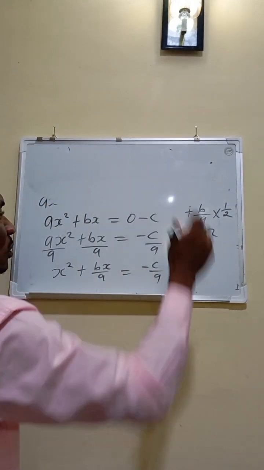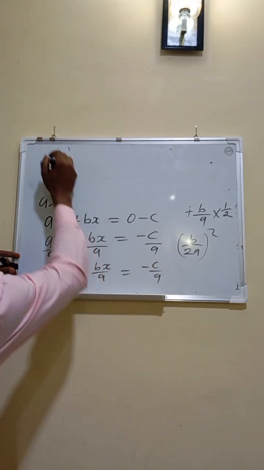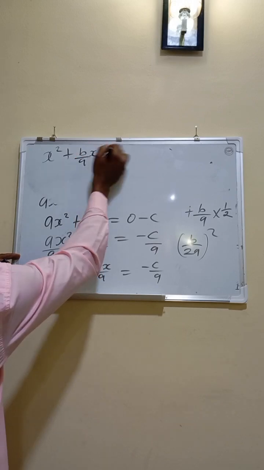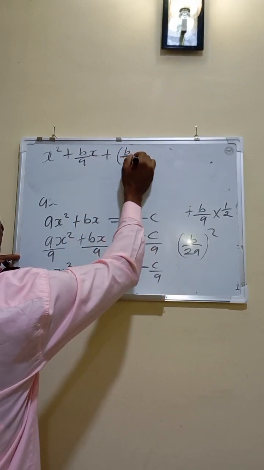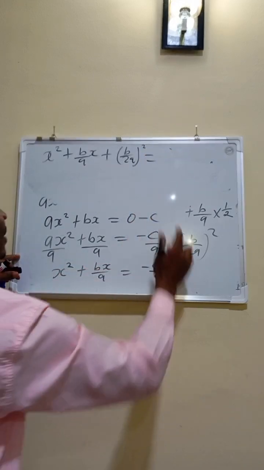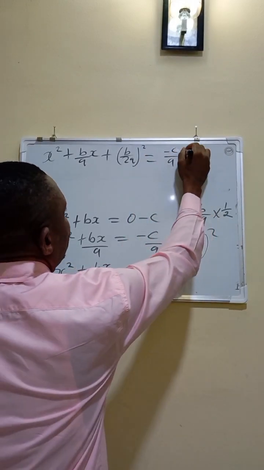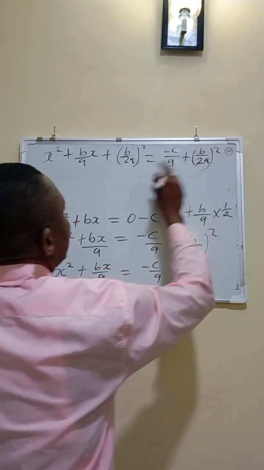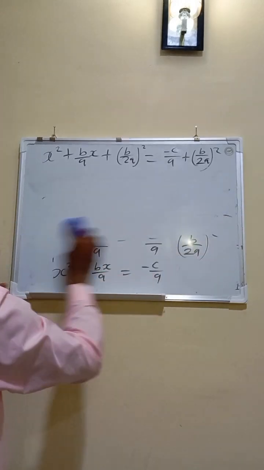Add what? (a over 2a) all squared to both sides. You now have x squared plus (b over a)x plus (b over 2a) all squared equals, adding this side, minus c over a plus (b over 2a) all squared. Then combine these two.